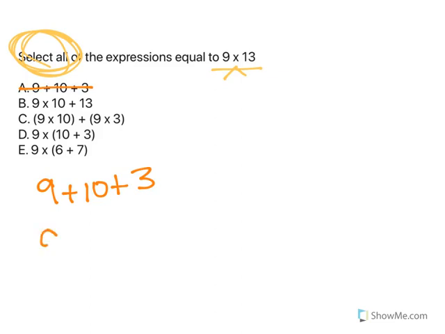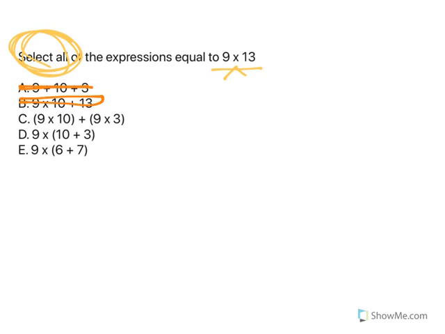And then if we look at B, we have 9 times 10 plus 13. With no parentheses or anything, and if we think about our order of operations, the operations we have here in option B are multiplication and addition, which means I would have to do the multiplication first and then add 13. So this has me multiplying 9 times 10, not 9 times 13. So B is not an option.